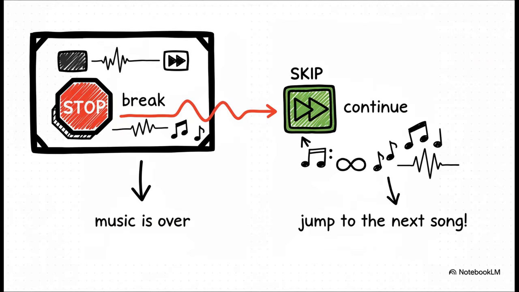This picture makes it perfectly clear. Break is like hitting that big red stop button. The music stops. End of story. Continue is just like hitting the skip button. The playlist keeps going, you just jump to the next song.